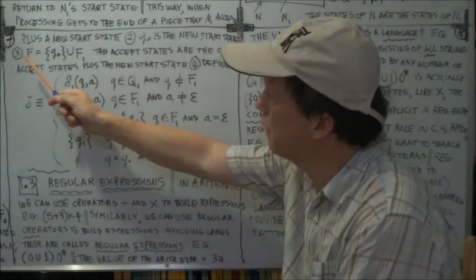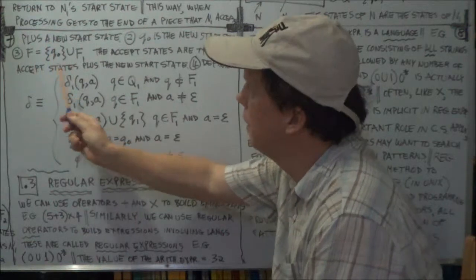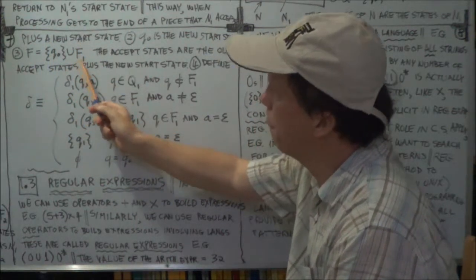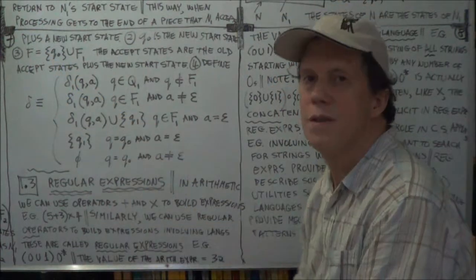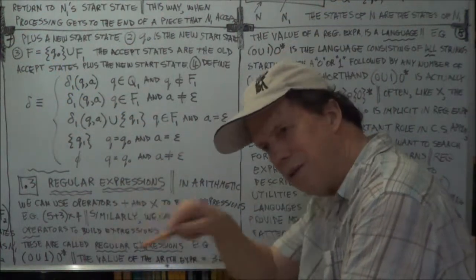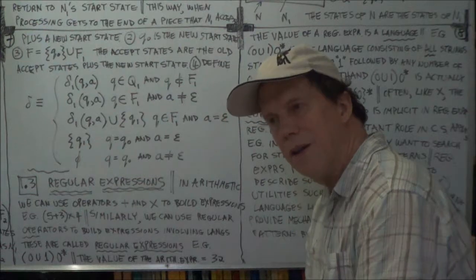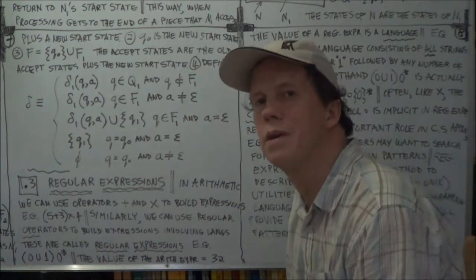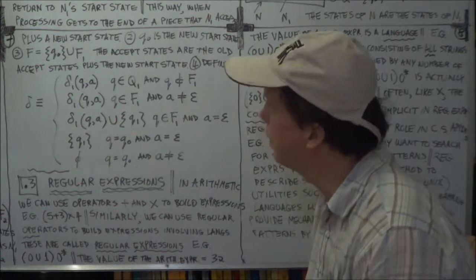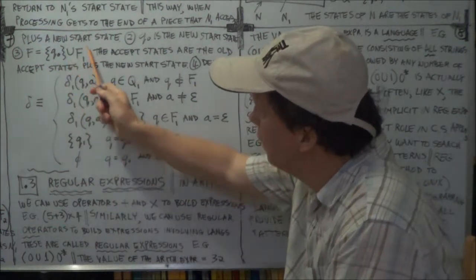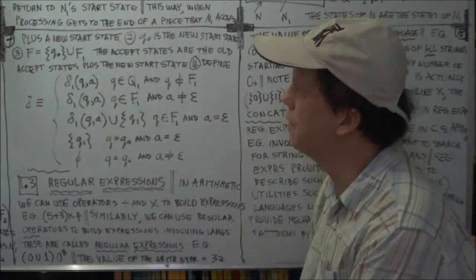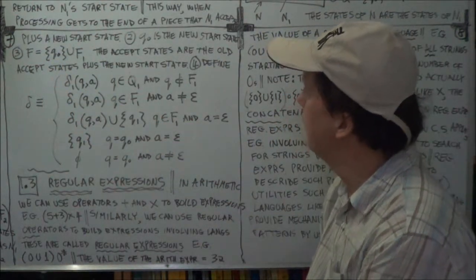Now what are the set of accept states for big N? Well, there'll be the accept states for N1, that's F1, right? Plus this extra starting state that's outside N1 that has an eta arrow to the starting state of N1. So it'll be F1's accept states plus this starting state Q0. Okay.